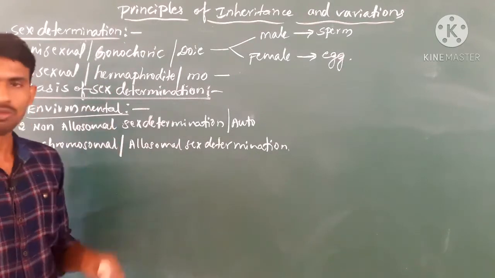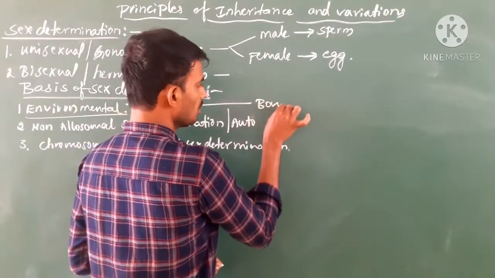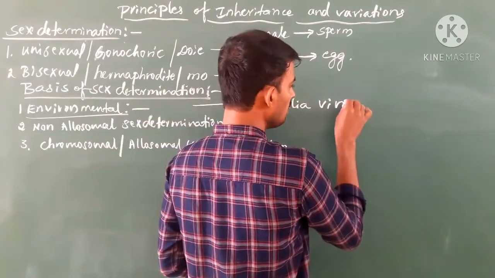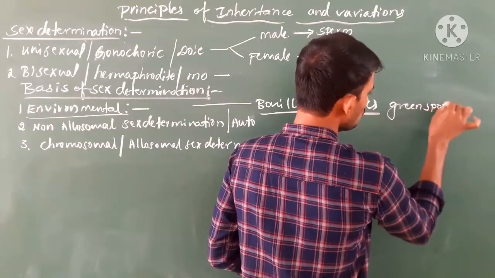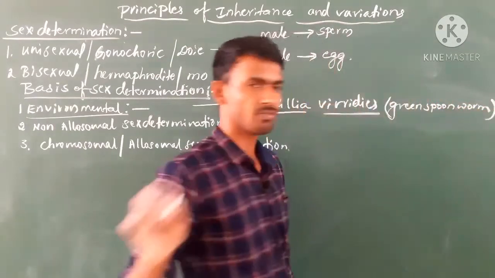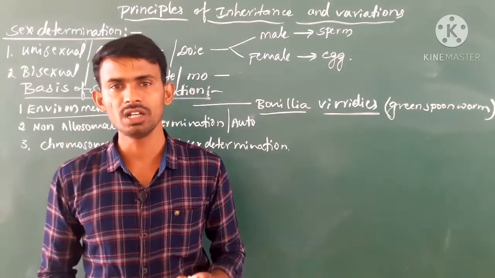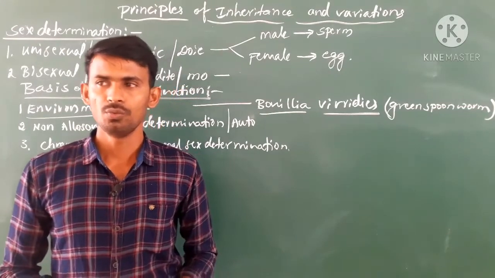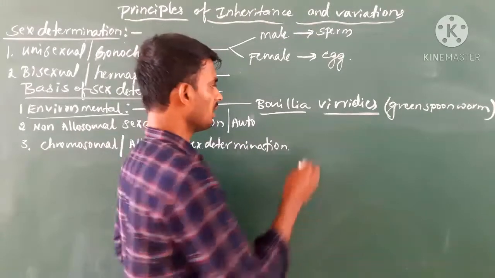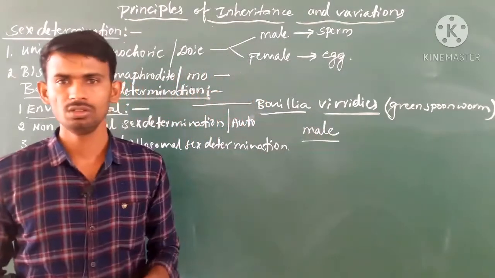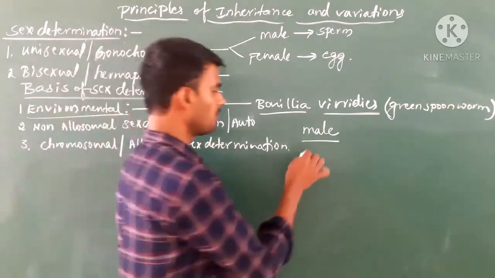Here, in environmental sex determination, take the marine organism Bonellia viridis, commonly known as the green spoon worm. Such an organism produces larvae that are morphologically, genetically and even cytologically similar. During the developmental stages, a larva that attaches to the proboscis of the female develops into a male individual. Those larvae that cannot attach to the proboscis of the female develop into female individuals.